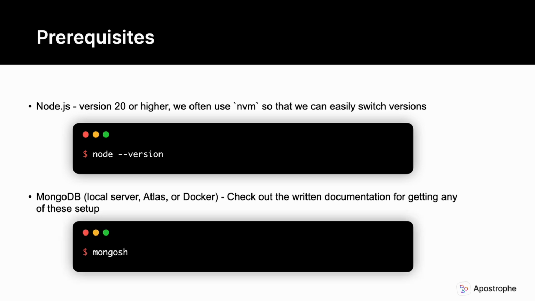Again, we have more details, including a link to a repo for running MongoDB in a container, in the written documentation. If you elect to host your development database locally, you should make sure it is running before starting development. If you're using Atlas, make sure to set the environment variable before starting development. You can check it is running using the mongosh command.